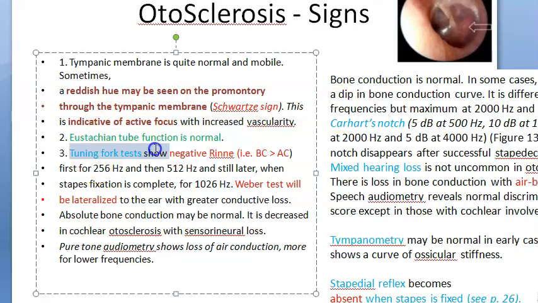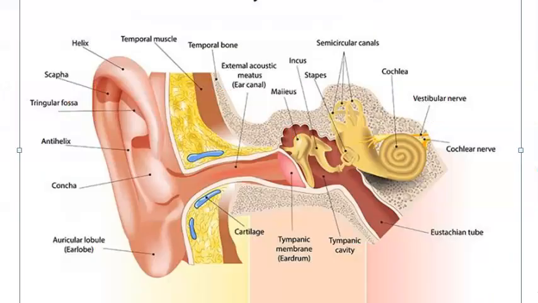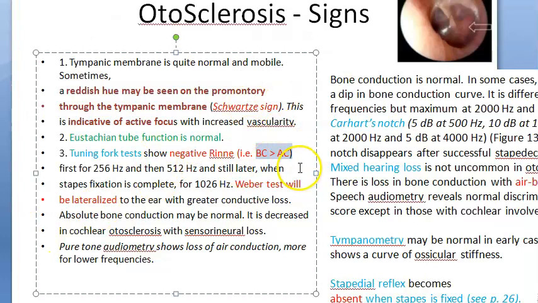Eustachian tube will be normal, guys. Tuning fork test, what will you see? This person has conductive hearing loss, right? So there will be bone conduction more than air conduction. Air conduction is less because there is no transmission of the sound. Because here there is sclerosis, the transmission is not happening to your inner ear, right? So what will happen? There will be conductive hearing loss. So bone conduction will become more than air conduction. So Rinne will be negative.